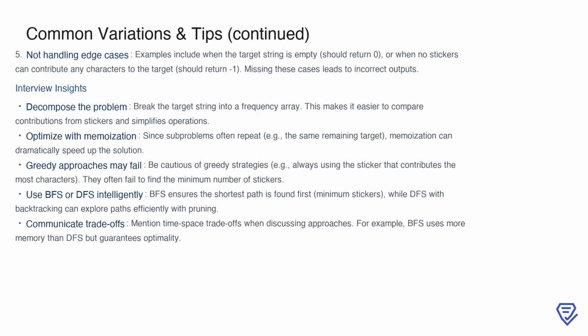Be careful with greedy approaches, though. Strategies like always using the sticker that contributes the most characters can fail to find the minimum number of stickers required. Instead, leverage BFS or DFS intelligently. BFS is great for ensuring the shortest path is found first, while DFS with backtracking allows for efficient exploration of paths with pruning. Lastly, when discussing approaches, it's helpful to highlight trade-offs, such as the fact that BFS uses more memory than DFS but guarantees optimality.